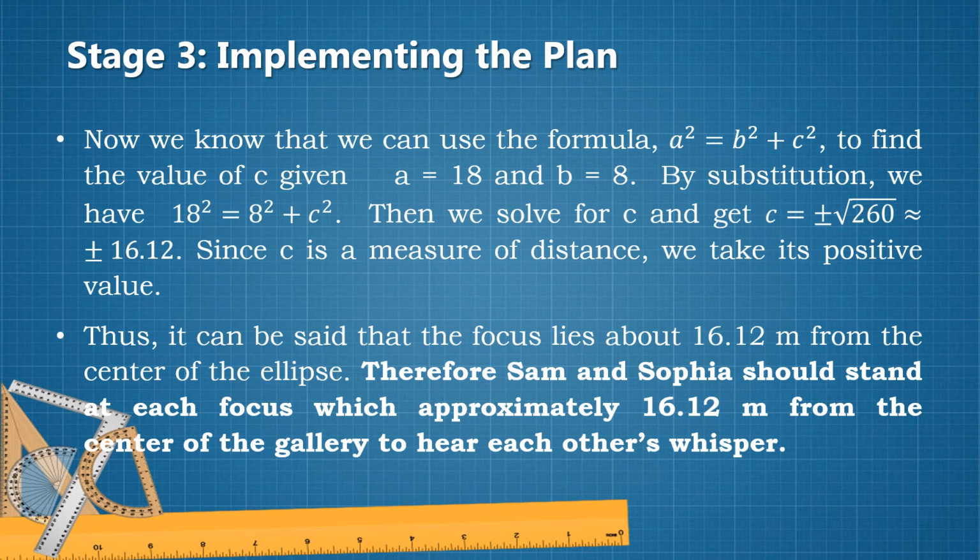Therefore, Sam and Sophia should stand at each focus, which is approximately 16.12 meters from the center of the gallery, to hear each other's whispers. So, if we're going to identify the coordinates, it will be using the Cartesian plane: negative 16.12, 0, and 16.12, 0.